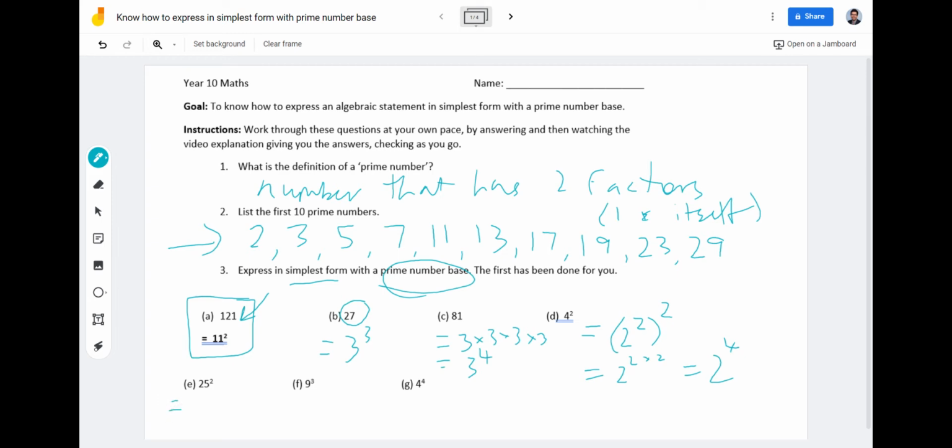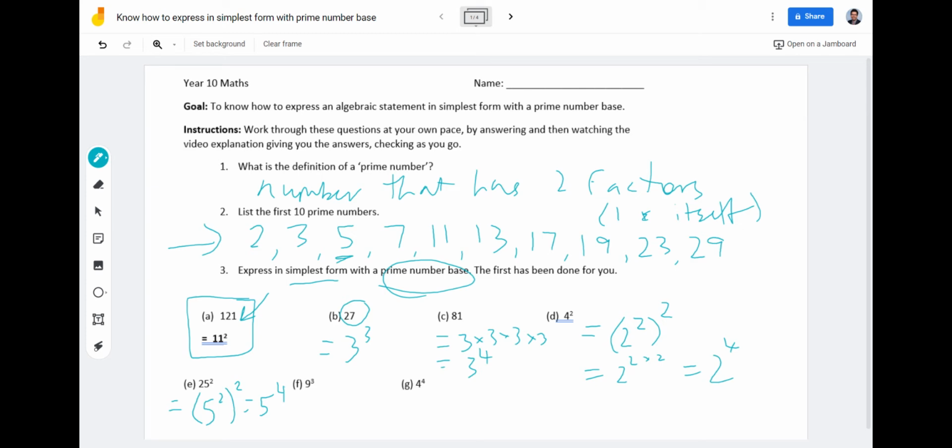All right, 25 squared. 25, is 25 a prime number? No, it's not. But can we write 25 as one of these times something else? Yes, we can write it as 5. So 25 is 5 squared, isn't it? And if we've got 5 to the power of 2 all squared, that's going to be 5 to the power of 4. We just times those two together. 5 to the power of 4.